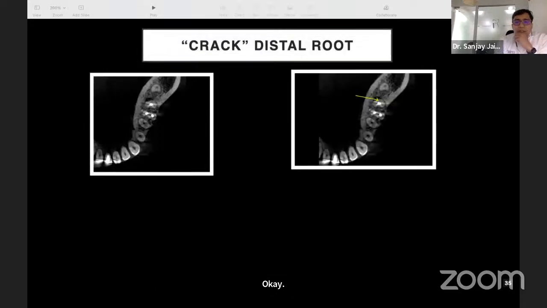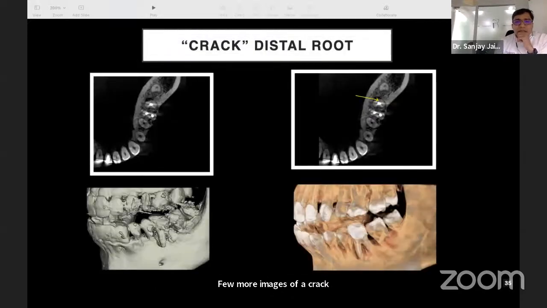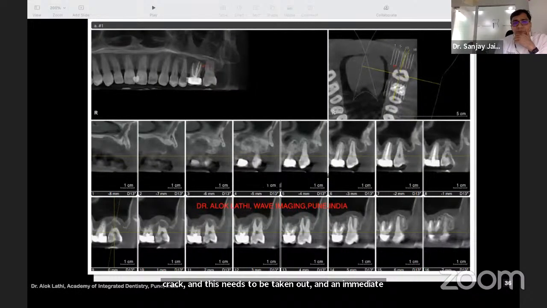A few more images of a cracked distal root. In this case, this patient walked into our practice. Endo was done recently. The patient came with a lot of pain. The endodontist took IOPAs. We couldn't find anything. Then when we got a CT scan done at my practice, we saw the crack, and this visualization helped us in telling the patient that in spite of a good root canal, this tooth could not be saved because it has developed a crack, and needs to be taken out, and an immediate implant can be planned in that situation.